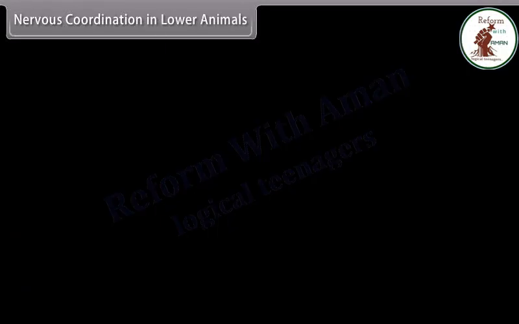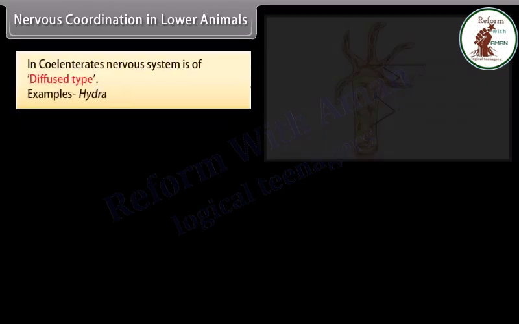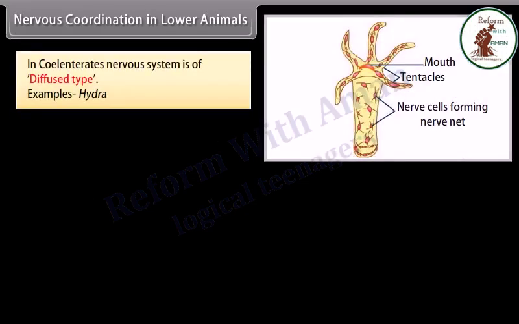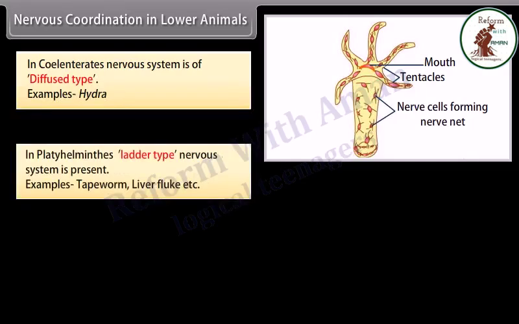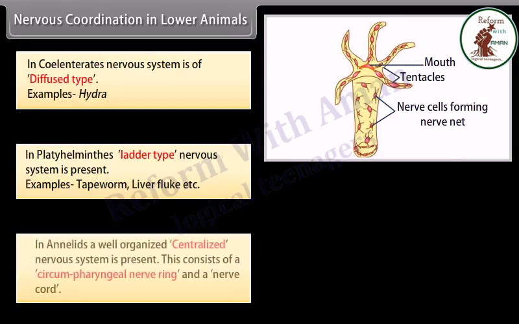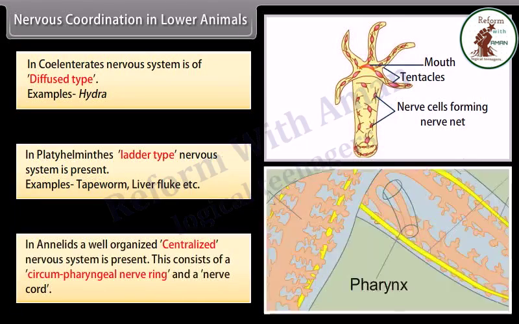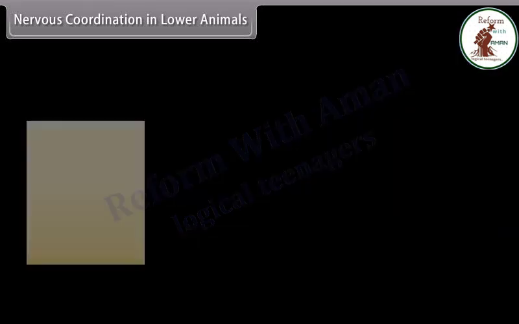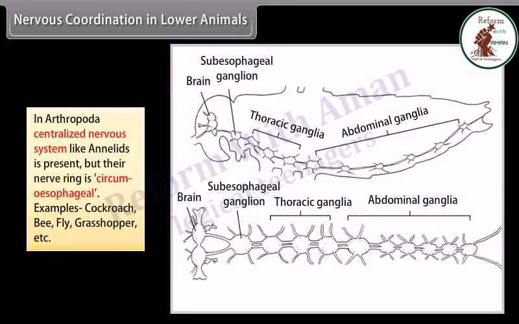Nervous coordination in lower animals. In coelenterates, the nervous system is of diffused type. Example: hydra. In Platyhelminthes, a ladder-type nervous system is present. Examples: tapeworm, liver fluke, etc. In annelids, a well-organized centralized nervous system is present. This consists of a circumpharyngeal nerve ring and a nerve cord. In Arthropoda, a centralized nervous system like annelids is present, but their nerve ring is circumesophageal.